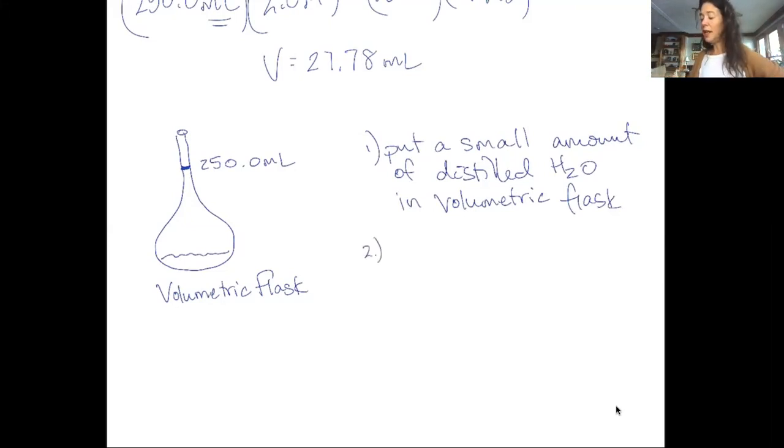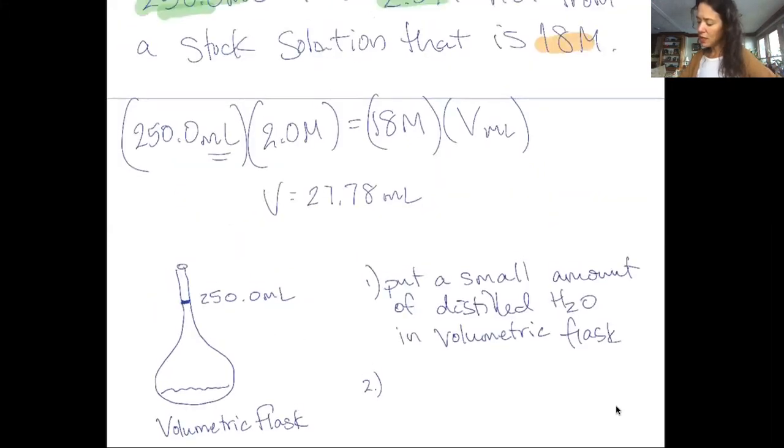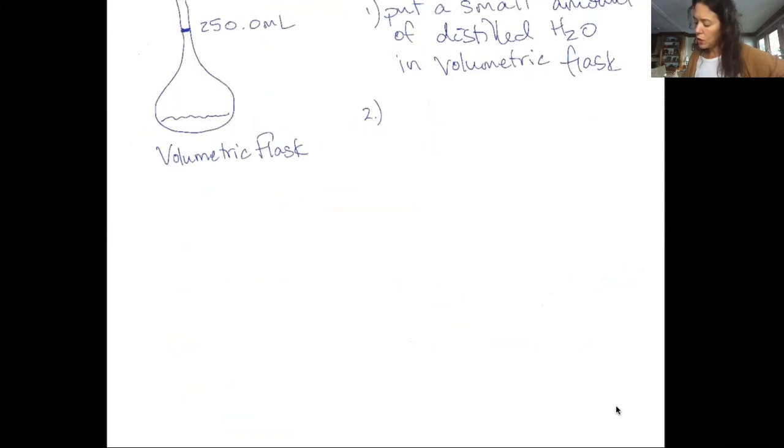Next, now what we have to do is we've got to get this 27.78 milliliters of the 18 molar. This is extremely concentrated. How we go about getting the 27.78 milliliters is dependent upon the tools we have at our disposal. Okay, so we could use a graduated cylinder, okay, we could use a volumetric pipette.